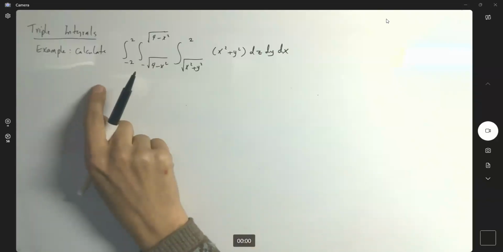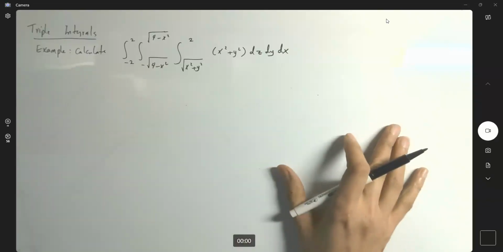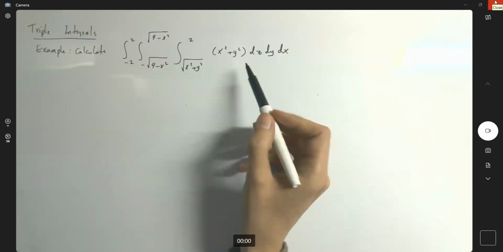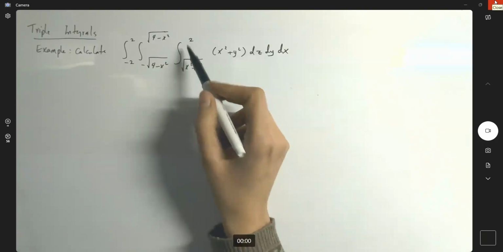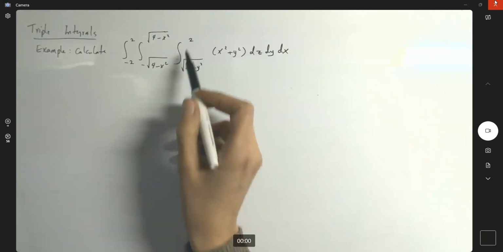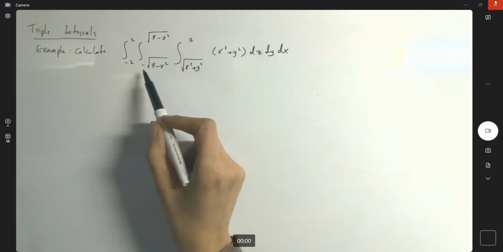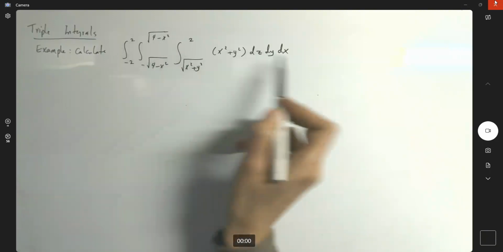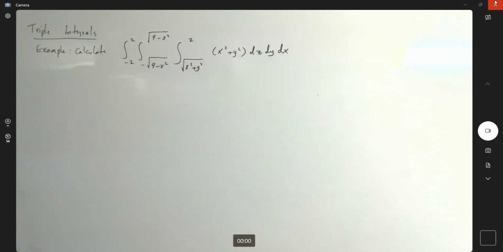Suppose we try to calculate the following triple integral, right? For this triple integral, z is bounded between the square root of x squared plus y squared and 2. Y is bounded between negative square root of 4 minus x squared and square root of 4 minus x squared, and x is bounded between negative 2 and 2. What does it look like?